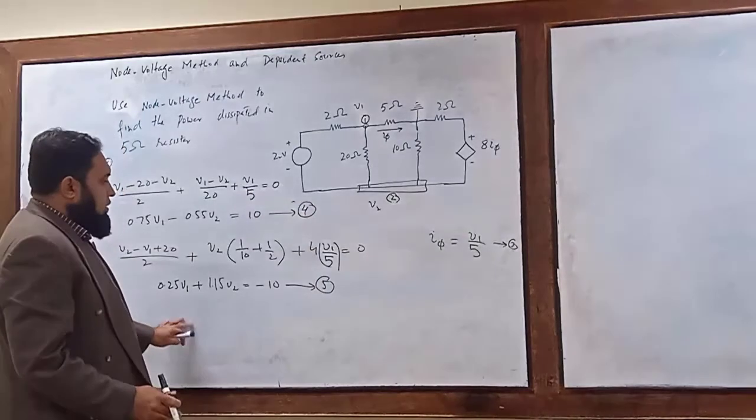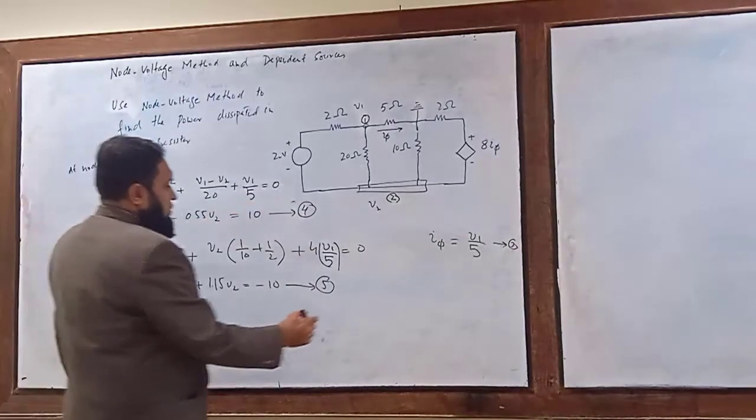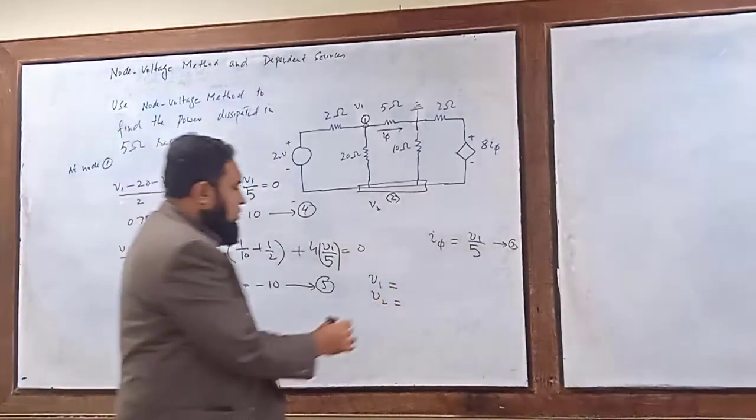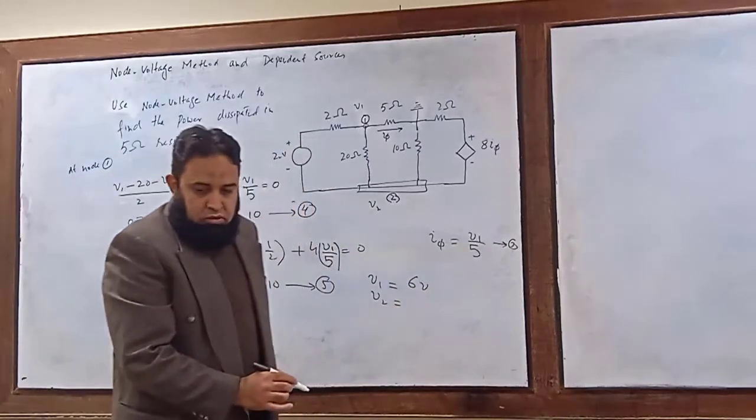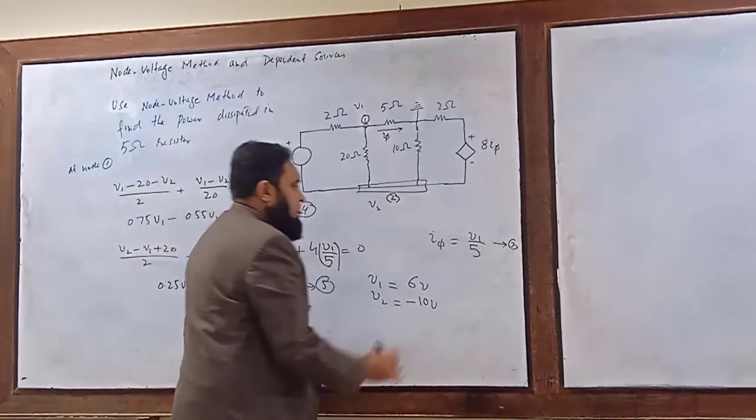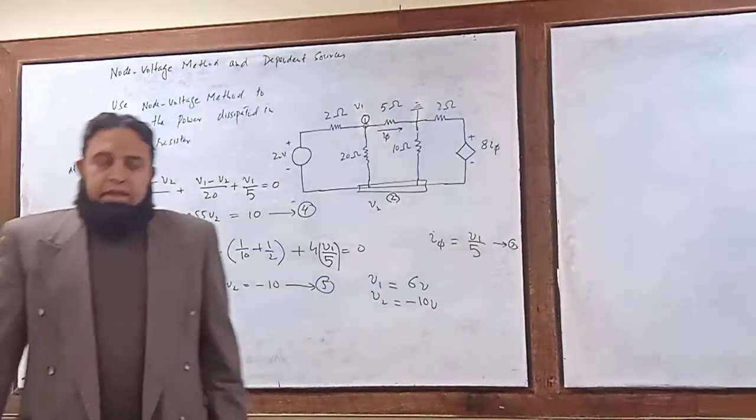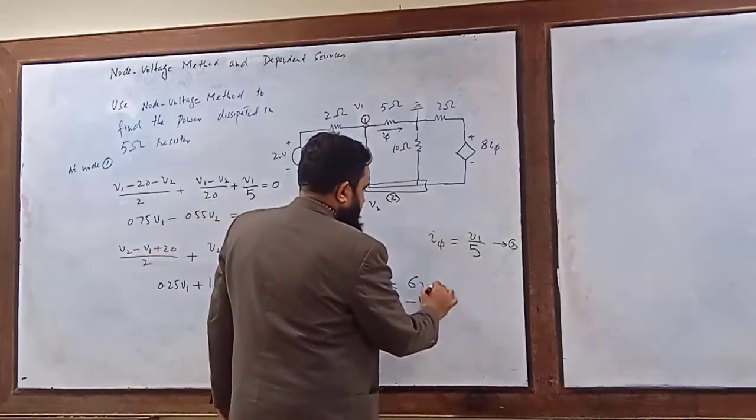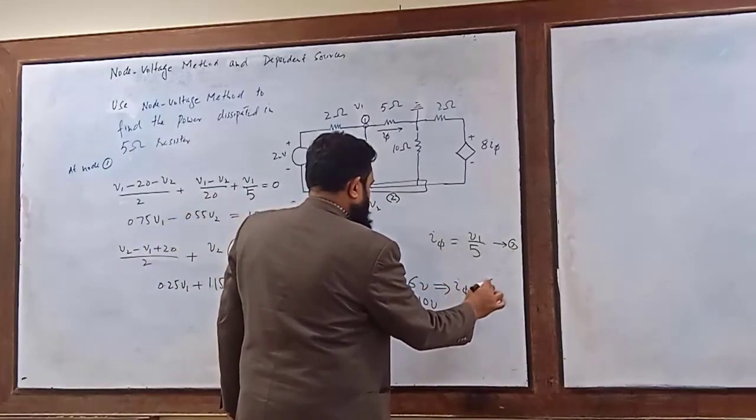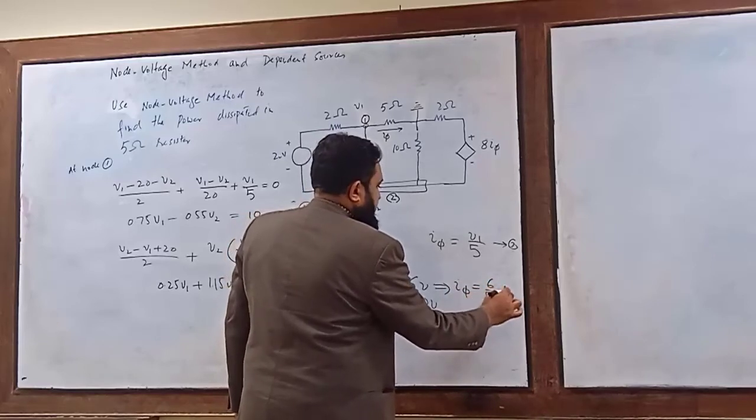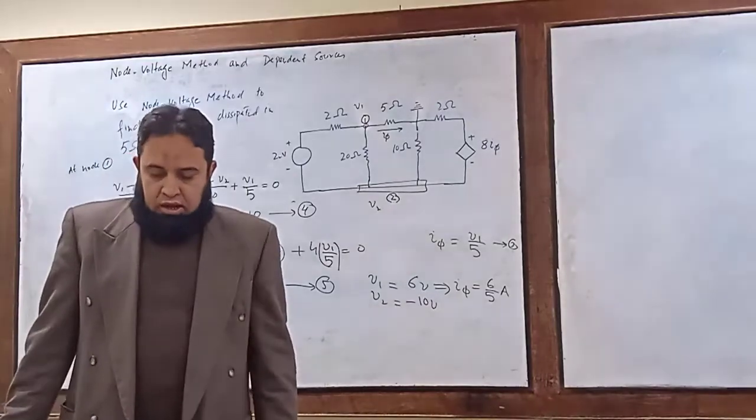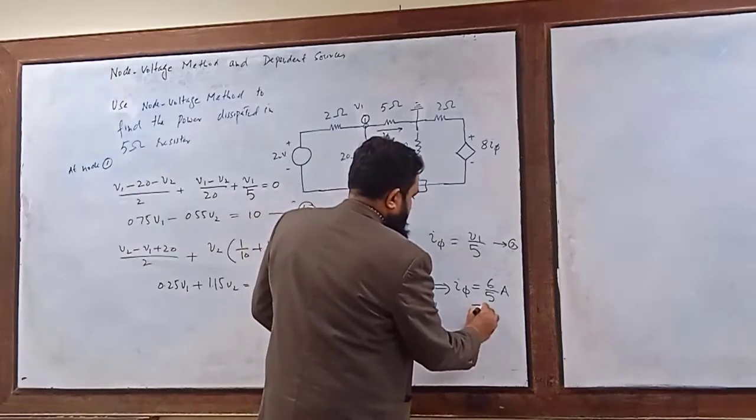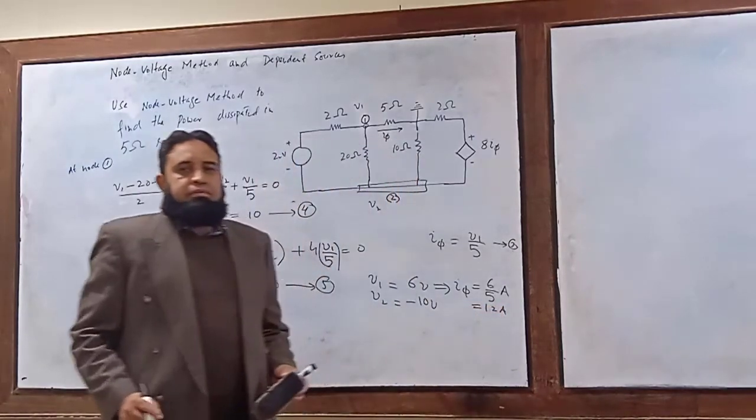So from 4 and 5, we have V1 and V2. V1 is equal to 6 volt and V2 is equal to minus 10 volt. And now I5 is equal to 6 by 5 ampere, or you can say 1.2 ampere.